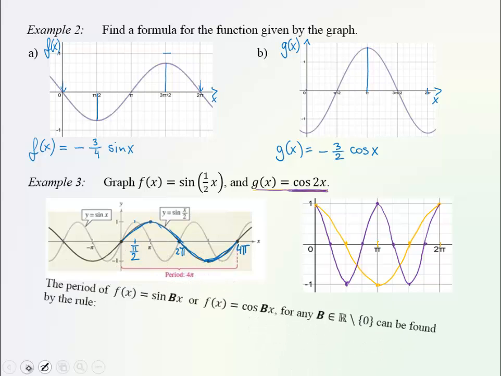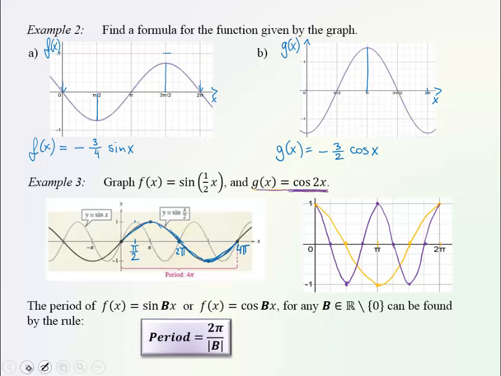So overall, we found out that the period of the new function sine b times x or cosine b times x, where b is any real number except for 0, can be found by the following rule. It is the period of the original function, which in our case is 2 pi, divided by the absolute value of the constant b. The absolute value is because the period is always positive, so we are taking just the value of b, regardless of sign.